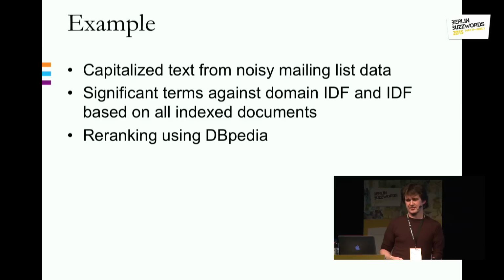So for a concrete example, we're going to scoop up a lot of capitalized terms. This is like a 25-character regex, so it's not a big piece of engineering. We're going to use significant terms based on IDF, domain IDF, as described earlier. This is very noisy mailing list data. It contains a lot of crap. It contains code listings, a lot of citings, and all manner of signatures and ugly stuff, which makes it difficult. And then we're going to, I say re-ranking, but we're going to pick up entries from DBpedia that are actually relevant and bring those out.